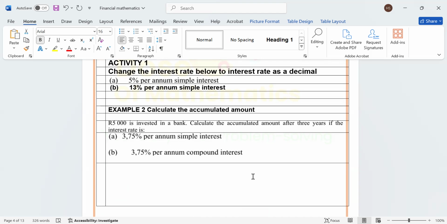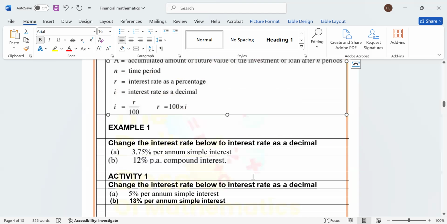It can be compound interest. But what is common between these two things? The first thing that I want us to look at is this. The interest is going to be given as a rate, which is in percentage. As a learner, it is your job to change the percentage into what? Into decimal. So here I said, change the interest rate below to an interest rate as a decimal. That's the first thing that I wanted us to do.